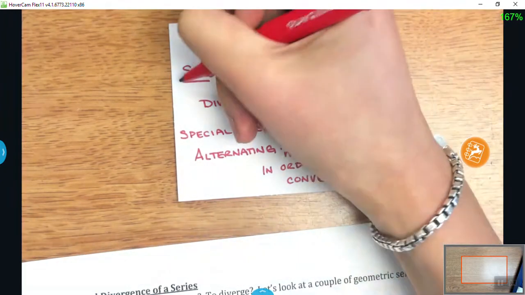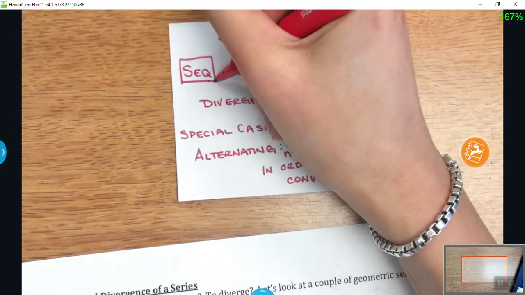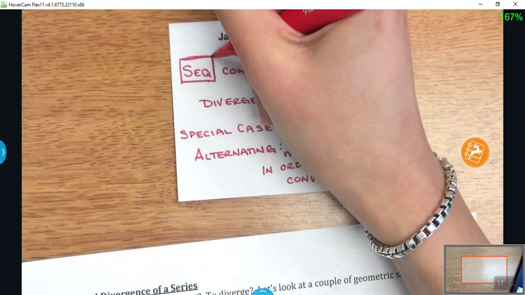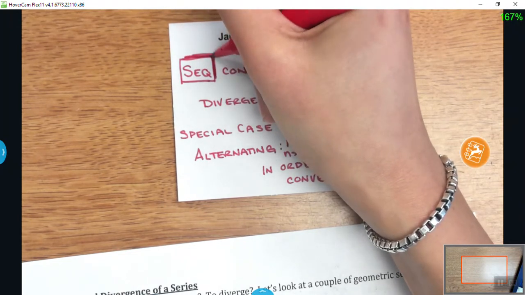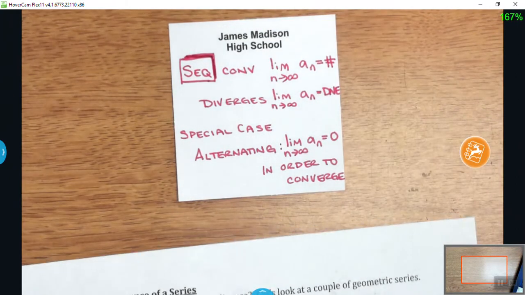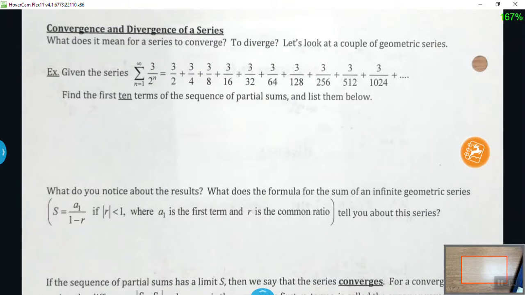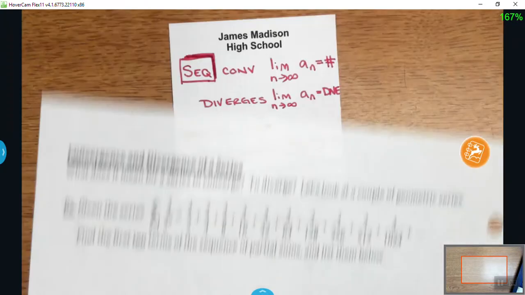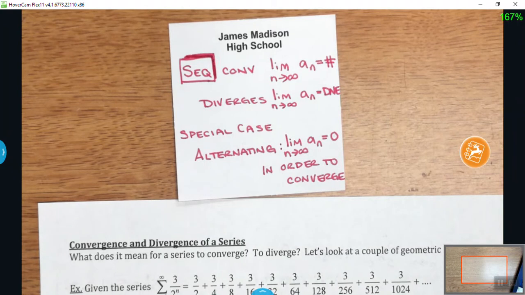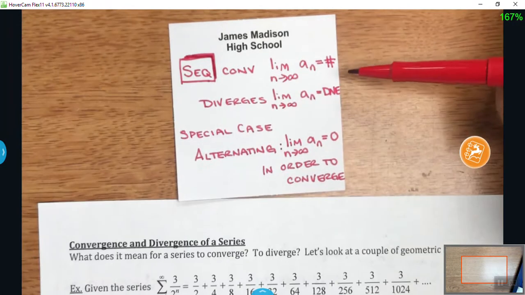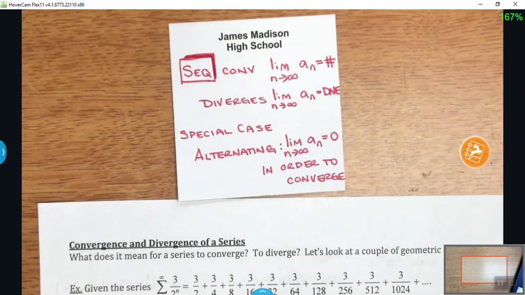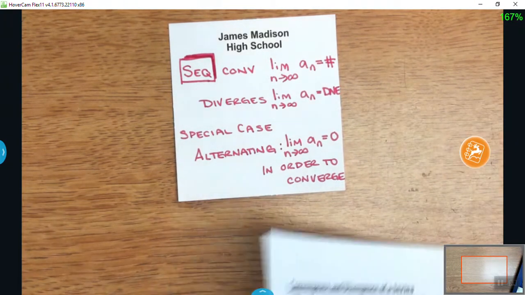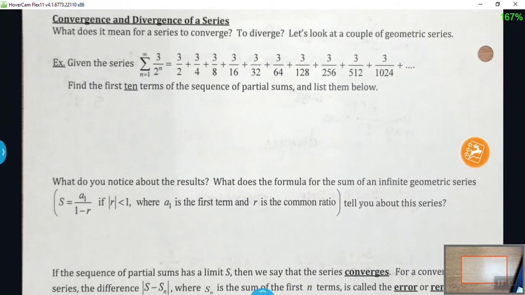That's for sequences. Now we're taking the training wheels off. Series is when you add all the terms of a sequence together. A sequence is easy. It converges if the limit exists, and it diverges if the limit does not exist. Series, not so easy. Let's see a few series, one that converges and one that diverges.